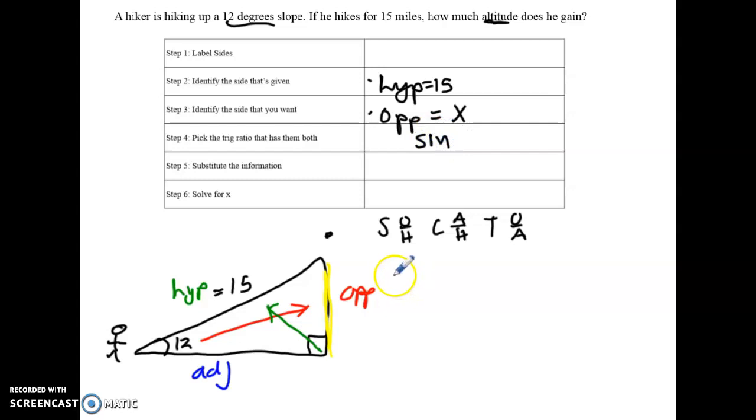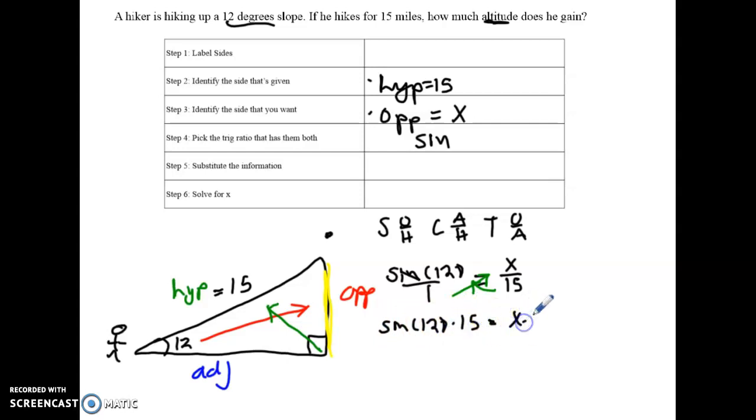So when I write this out, I want to make sure I write out my ratio. The sine of 12 degrees over 1, making it into a ratio, is equal to our opposite. We said our opposite is our unknown, x over 15. Here's where we're going to cross multiply, and we're left with sine of 12 times 15 is equal to x times 1. Now I'm just going to simplify.